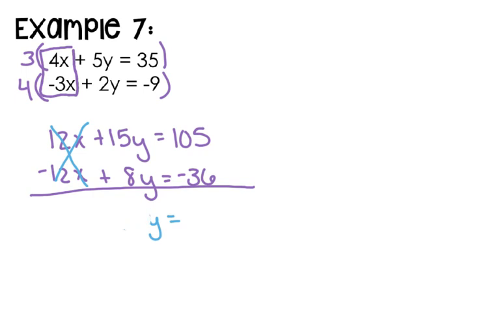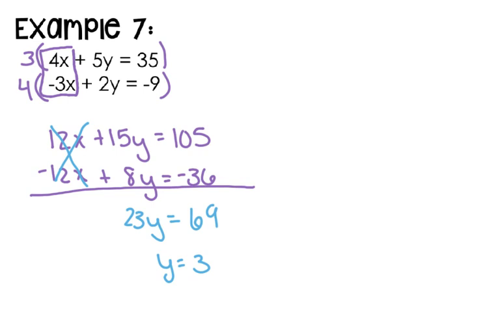That's not 30. That is 23. I don't know why I did that. And then 105 plus negative 36 is 69. Now we're going to divide 69 by 23. So y would be 3.